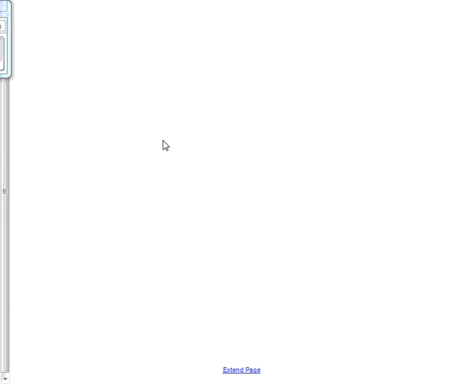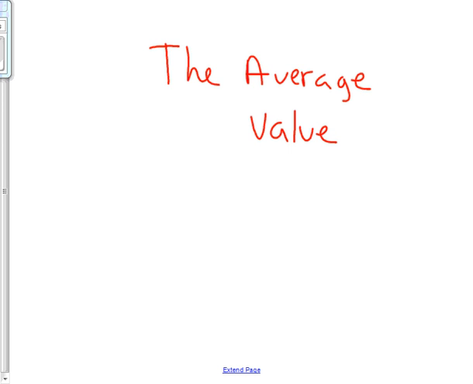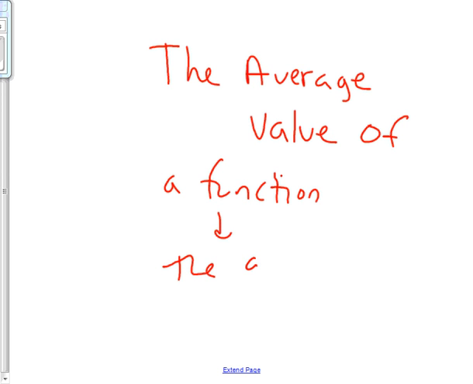Right now we're going to be talking about the average value, and we're going to be learning an equation for the average value, but hopefully developing more than just an equation, but a real understanding of what the average value is. When we talk about the average value of a function, what it's telling us is the average y value over a given interval, so over the interval from x going from a to b.